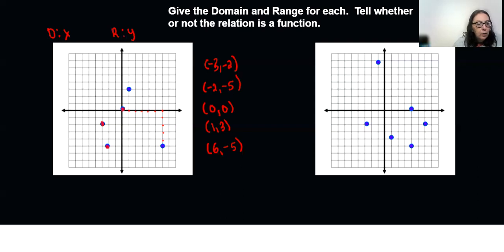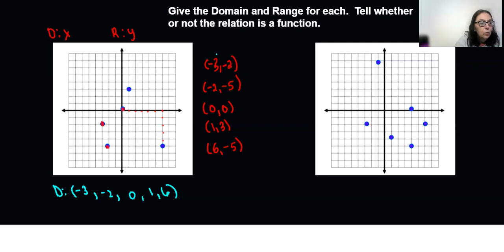So my domain, I'm going to start with the smallest x value, -3, -3, -2, 0, 1, 6. That's my domain. I cannot write -3 to 6 because we're not including all the values in between there.